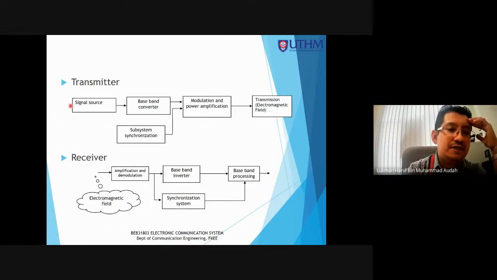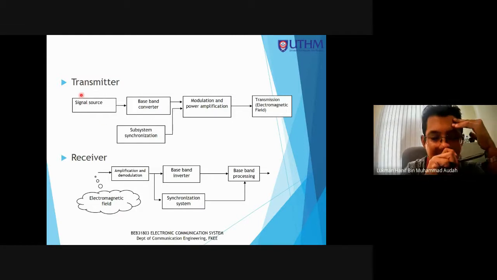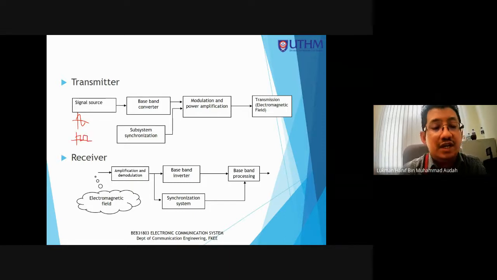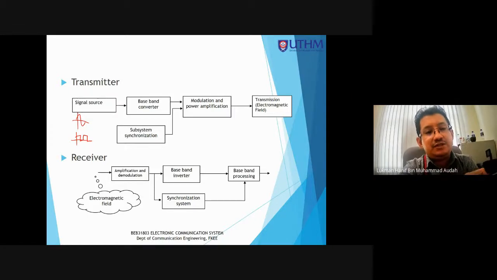Transmitter. So we have the signal source. Okay, either analog or digital. Okay, so mungkin saya buat ni. So this can be a signal source, either can be an analog source, or we can have a digital source. Okay, boleh ada 2 pilihan. And then a baseband converter, so change it to baseband signal. So this is to change the input signal into a baseband frequency signal, and then put inside the transmitter.